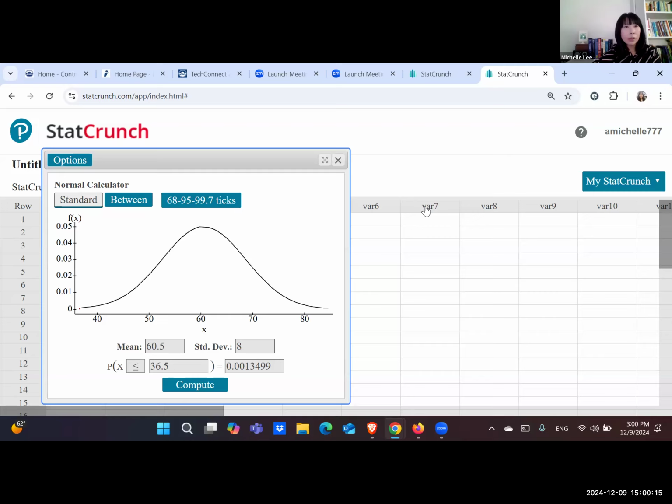Where is the recording? Okay, I paused the recording. So this is the one I was talking about, not the 30, 60, 90. Okay, so 68, which is 68% in the middle, 95 next, and then 99.7, right?